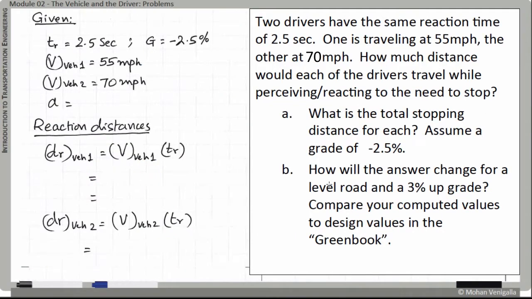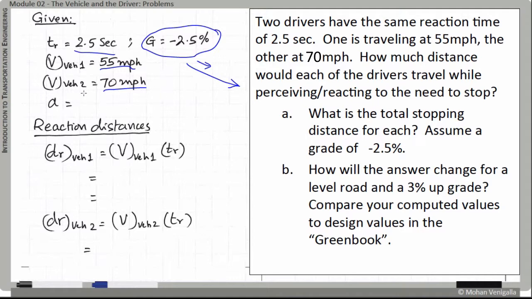So let's see, one more time, the problem. Reaction time for both drivers is 2.5 seconds, and vehicle 1 is traveling at 55 miles per hour, vehicle 2 is traveling at 75 miles per hour, I'm sorry, 70 miles per hour, and the grade in the first case is a negative 2.5%, meaning it is a downward slope and the vehicle is going downward. So you would imagine the downward slope is adding to the stopping distance requirement.